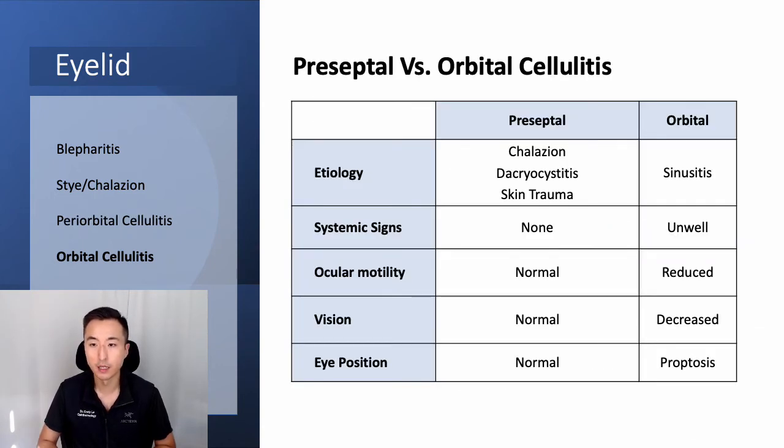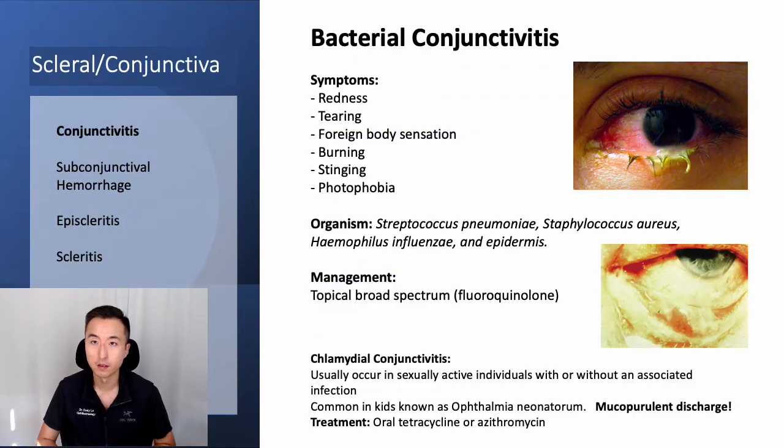And so this is a helpful table that I would keep in mind, separating preseptal and orbital cellulitis in your mind anytime you see someone with an infection of the eyelid. And so even sometimes with people with styes or chalazions, I'll think through this list as well, just because they can have superimposed cellulitis in addition to their stye or chalazion. And so next one is we're going to move to the sclera and the conjunctiva.